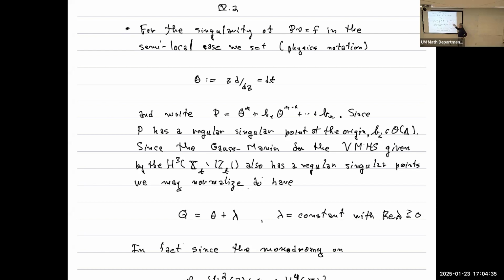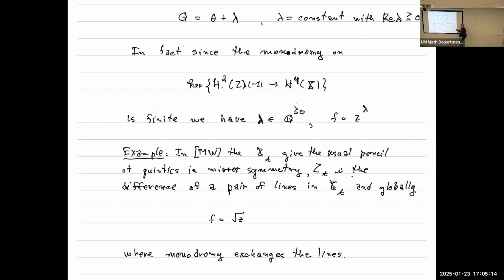So the Gauss-Manin connection for the variation of mixed Hodge structure given by the cohomology of the variety minus the support of these subvarieties is a linear first order equation. It has a regular singular point, so you can always put it in normal form: just one differentiation plus a constant. And because it's a regular singular point, the real part of the constant is non-negative. Because of monodromy, the constant is a non-negative rational number. So what that boils down to is that the singularity of the inhomogeneous Picard-Fuchs equation in one parameter is well understood. And that's what the solution looks like, lambda a non-negative rational number.